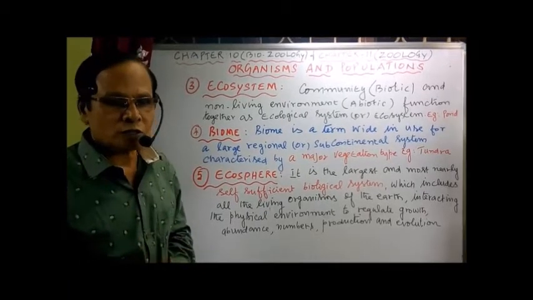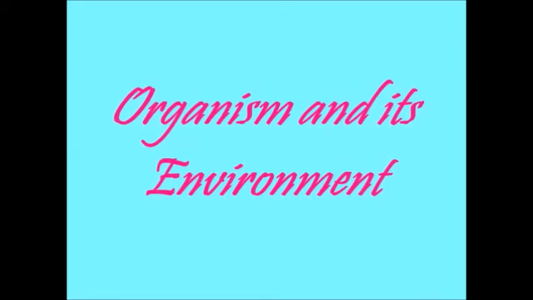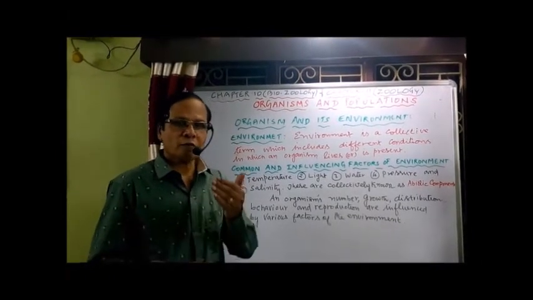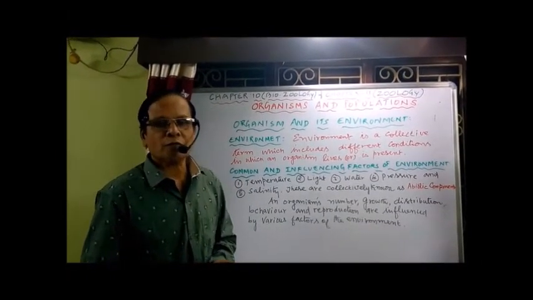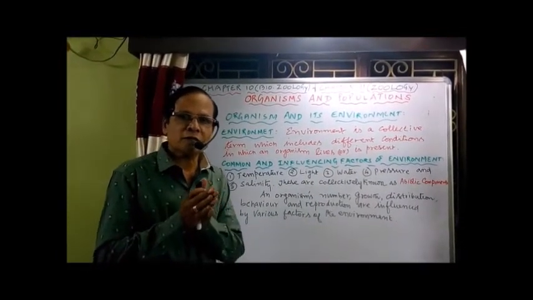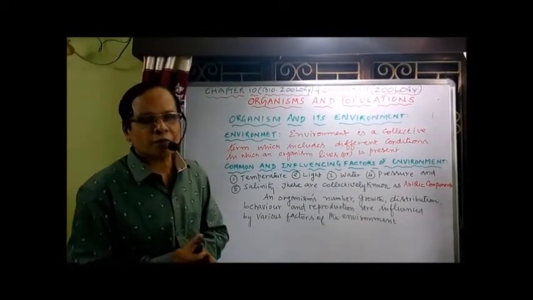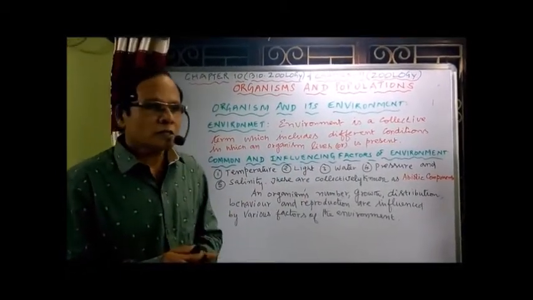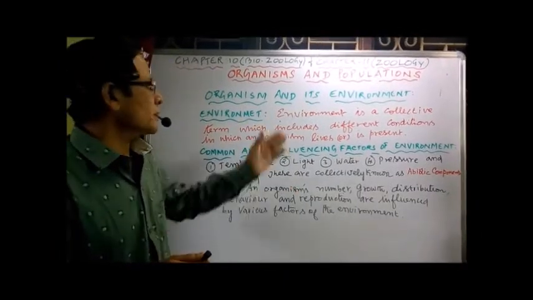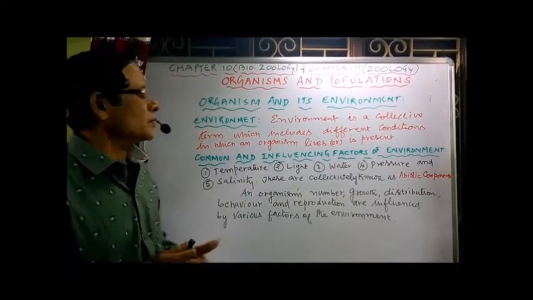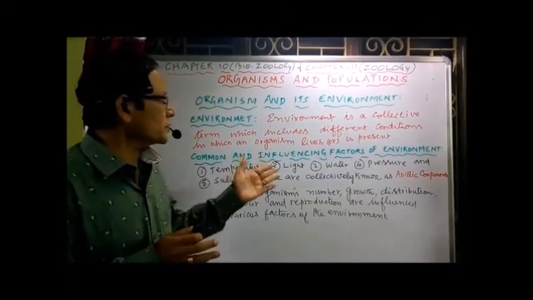Now we have to go for the meaning of surrounding or environment. Each and every living organism has a specific environment or medium or surrounding with which the organism continuously interacts and develops suitable adaptations for its survival in that environment. Now what is an environment? It is a collective term which includes the different conditions in which an organism normally lives or is present.